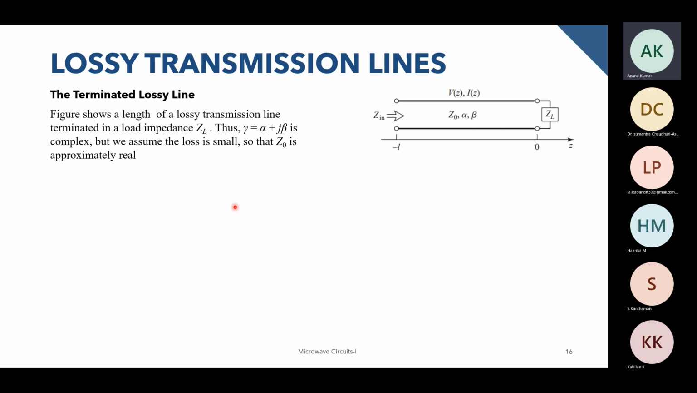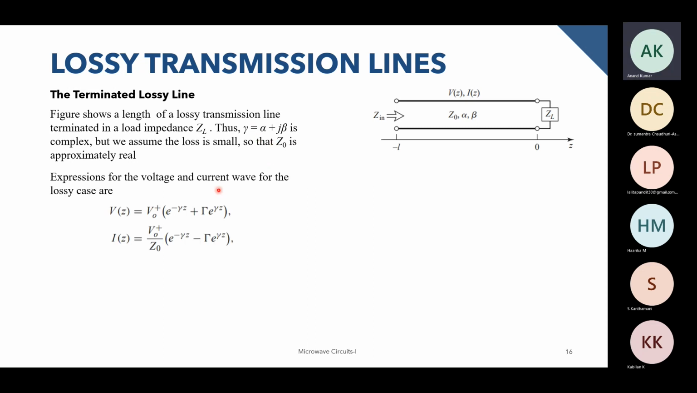This figure shows a lossy line terminated with load ZL, and we now have the propagation constant having an attenuation constant as well. So gamma is given as alpha plus j beta, and now this is complex, but we are assuming the loss is small, so Z naught is approximately real again. Now, the expressions for the voltage and current waves for the lossy case can be written like this. Earlier we had beta over here, and now we can directly write gamma. So the expression remains similar.